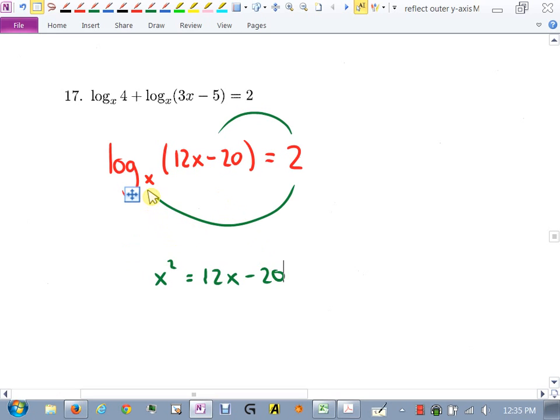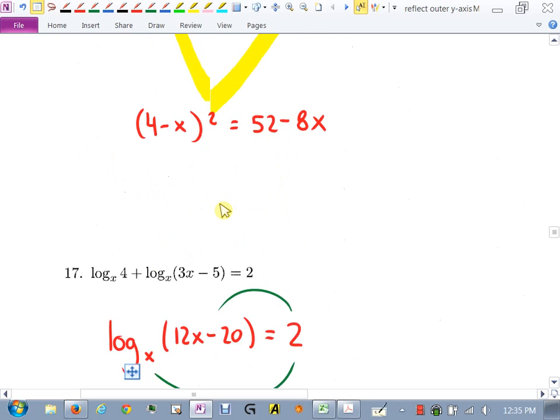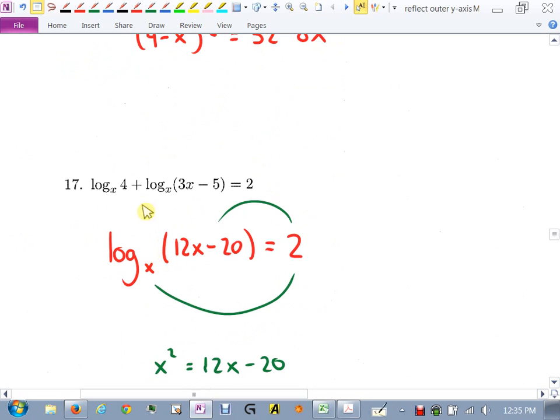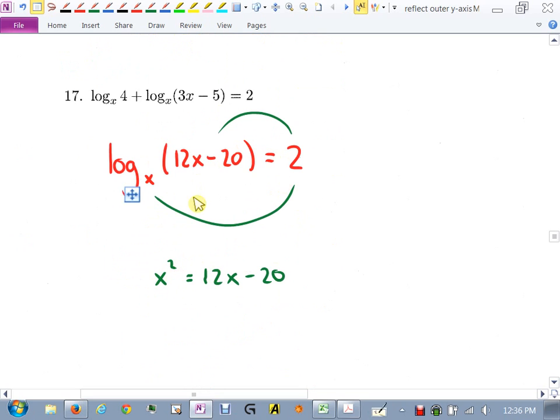Where's the loop? Remember the loop, right? So it's x raised to this. Why did I not do the loop on the last problem? Because I had logs on both sides. Logs on both sides, you just set the insides equal to each other. This one, I only had a log on one side, so I used the loop.